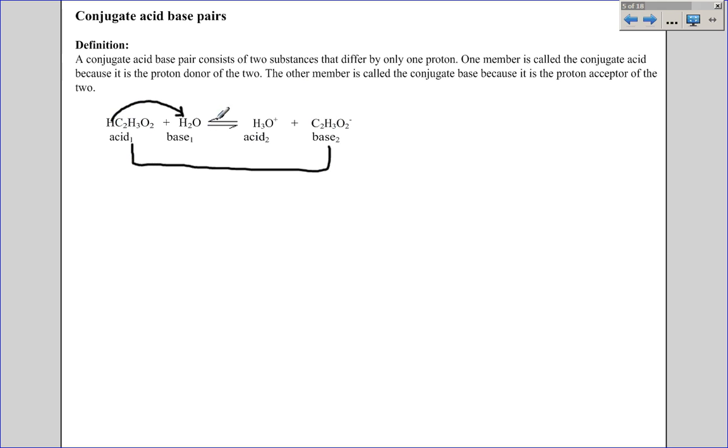The other pair of ions that we have that are a conjugate pair are water and the hydronium ion. In this pair, the H3O+ is the acid because it has one more proton than its counterpart, the water. Let's look at some examples.